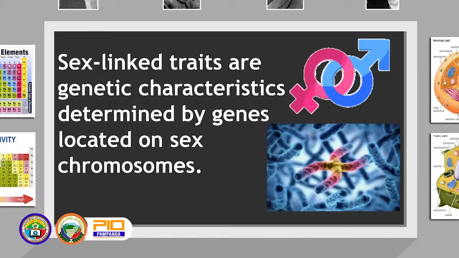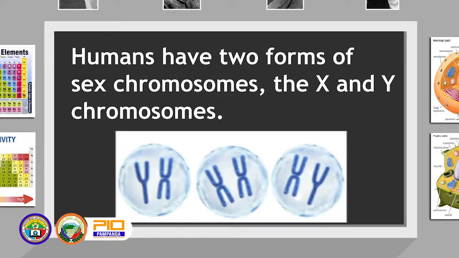Sex-linked traits are genetic characteristics determined by genes located on the sex chromosomes. As mentioned, humans have 2 forms of sex chromosomes, the X and Y chromosome.